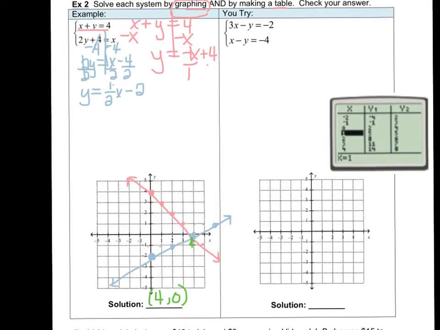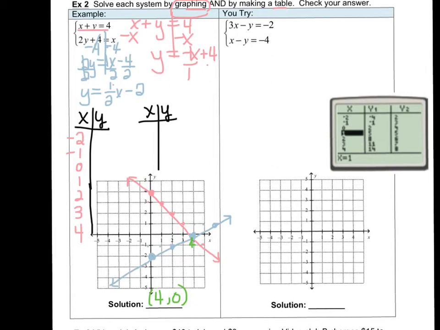Now, how could we get that by making a table? Well, we could have made a table with x and y for the pink equation, and you probably would have chosen negative 2, negative 1, 0, 1, and 2. And you could have done the same thing for the blue equation, and you probably would have picked the same numbers, because that's what I told you to do before. However, when you see our solution is (4, 0), we wouldn't necessarily have gotten to that point because we would have had to go to 3 and 4.